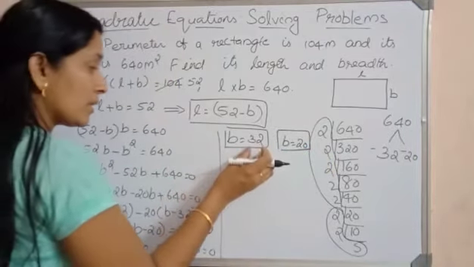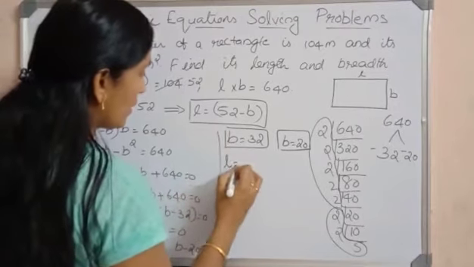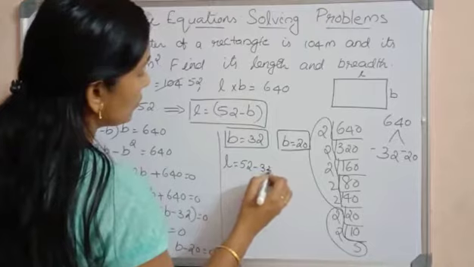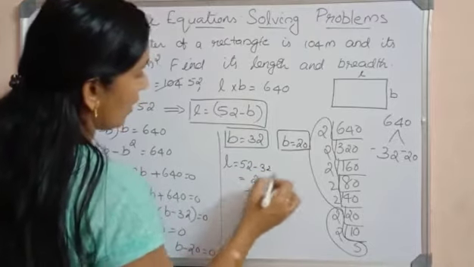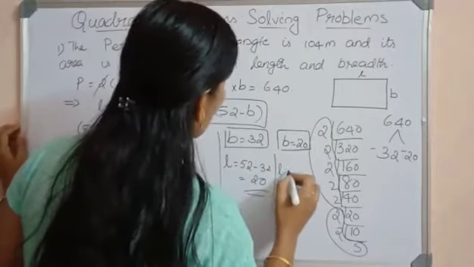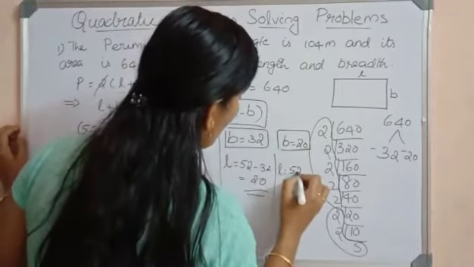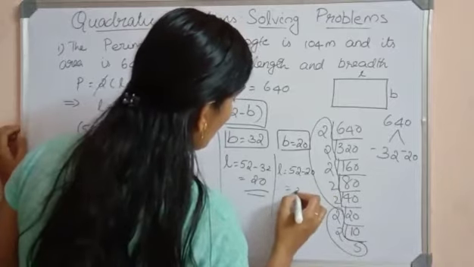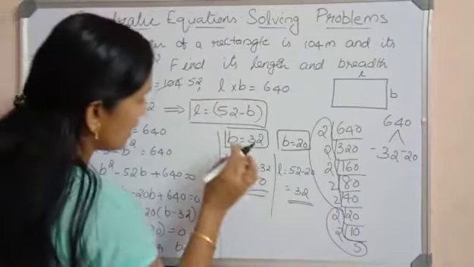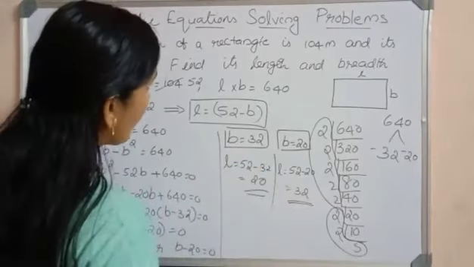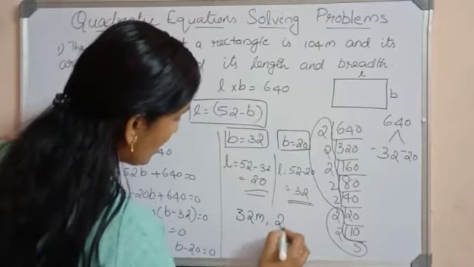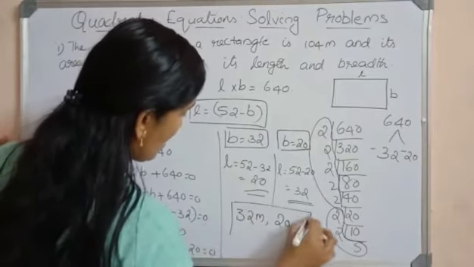So when B is 32, L will be 52 minus 32, that is 20, or when B is 20, L will be 52 minus 20, that is equal to 32. So therefore, these are the values you are getting, either 20 or 32. So the length and breadth are 32 meters and 20 meters.